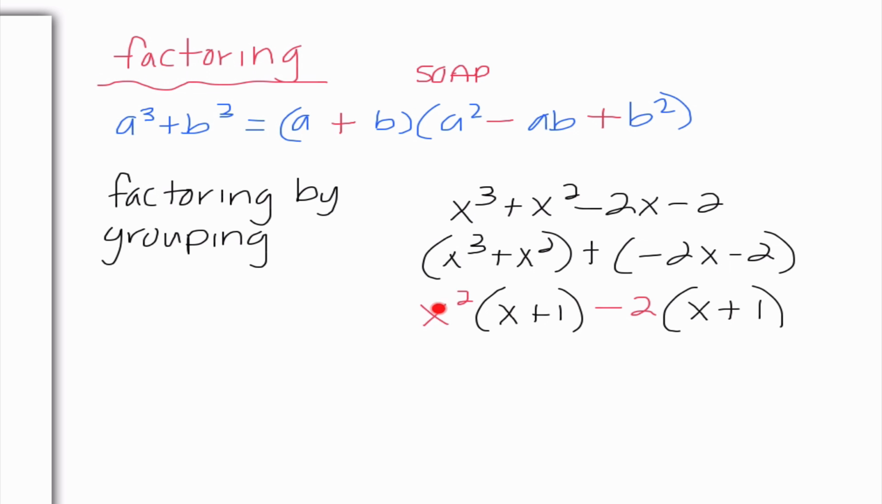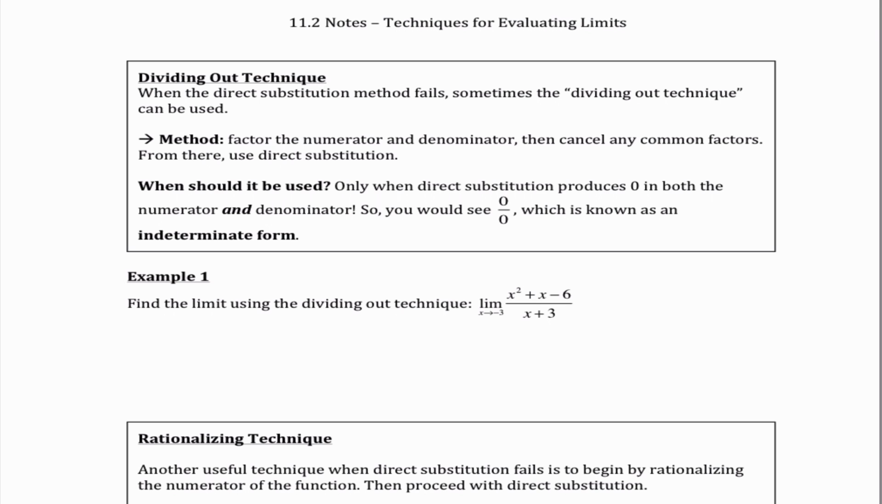Now, in reality, this is one term, this is a second term, so I notice that they both have an x plus 1 in common. So I would factor out that x plus 1, and I'm left with x squared minus 2. This is how we would go ahead and factor something like that. So if you guys need more help in factoring, honestly, you should let me know, and I can send you some videos to watch that I made on just factoring back in Algebra 2, and that could be really helpful for you guys. So back to example number 1.